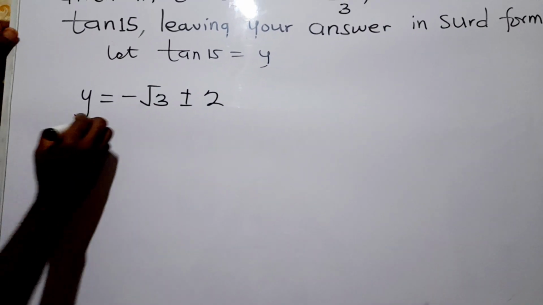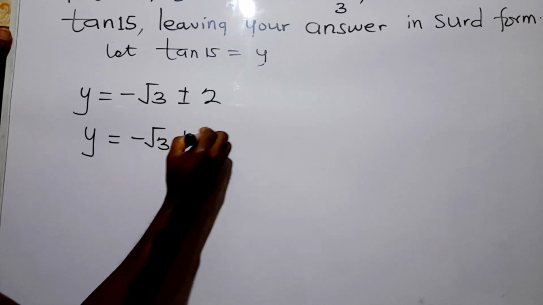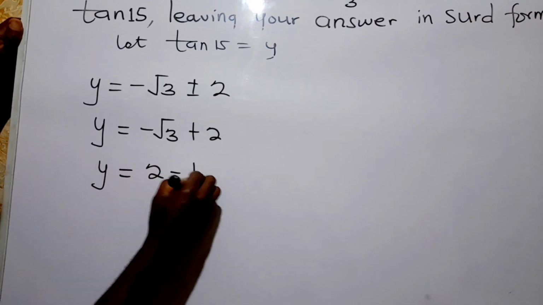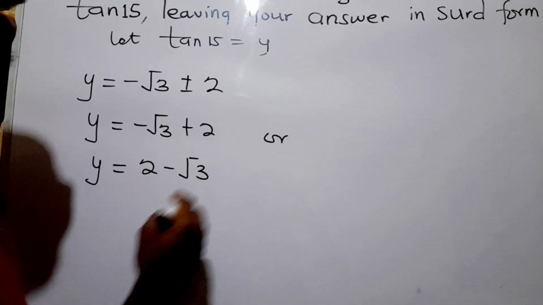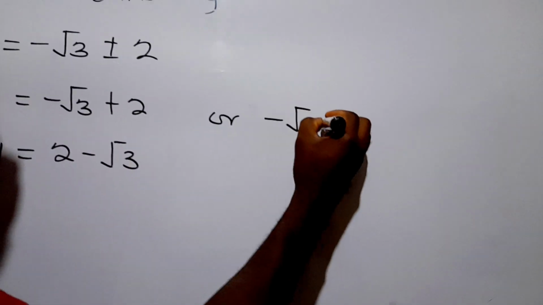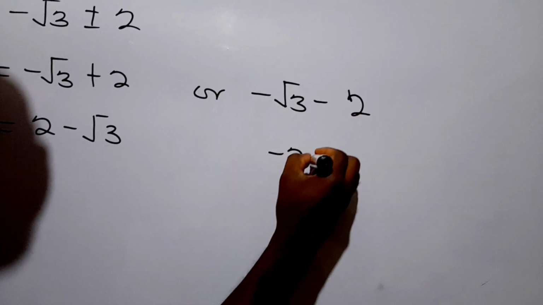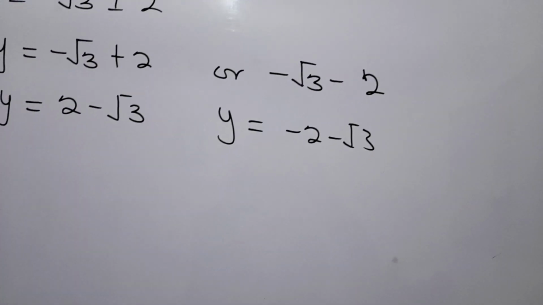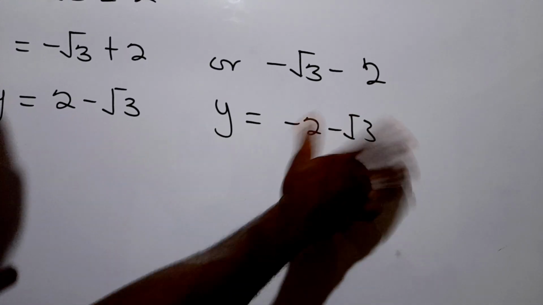In taking the positive aspect, we can say y is equal to negative root 3 plus 2, which can be rewritten as 2 minus root 3. Or when we take the negative aspect, we get negative root 3 minus 2, which can be rewritten as negative 2 minus root 3. So y will be equal to 2 minus root 3, or y is equal to negative 2 minus root 3.